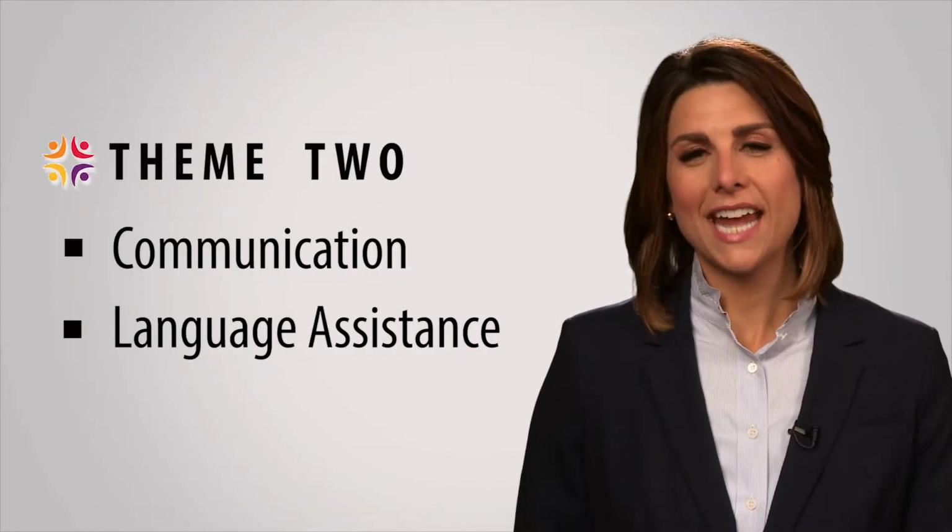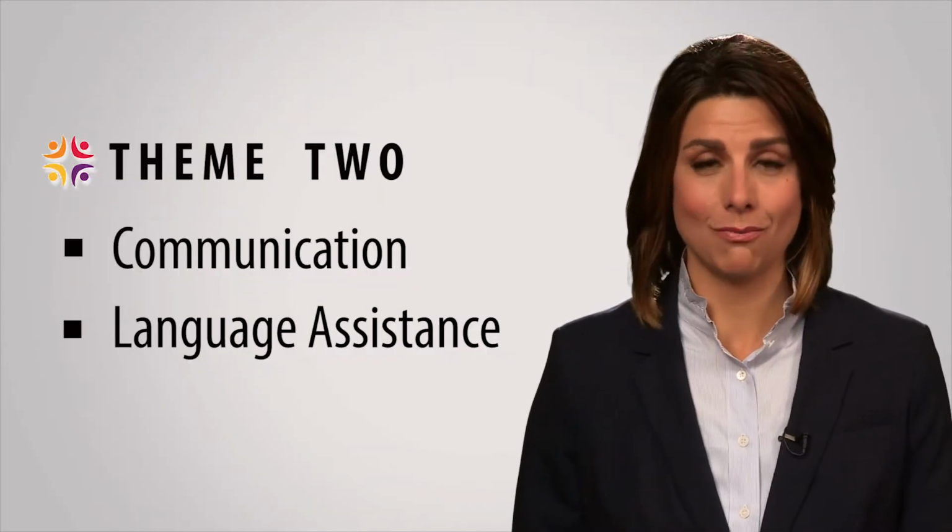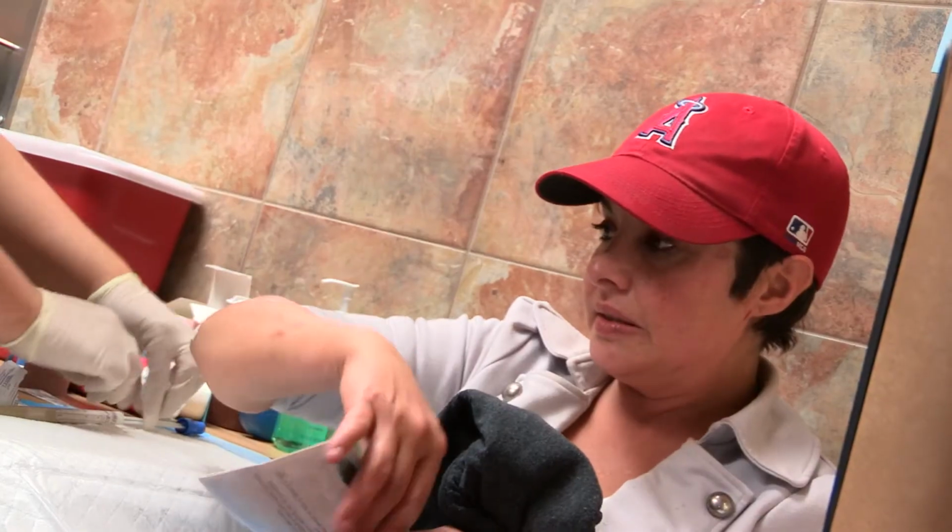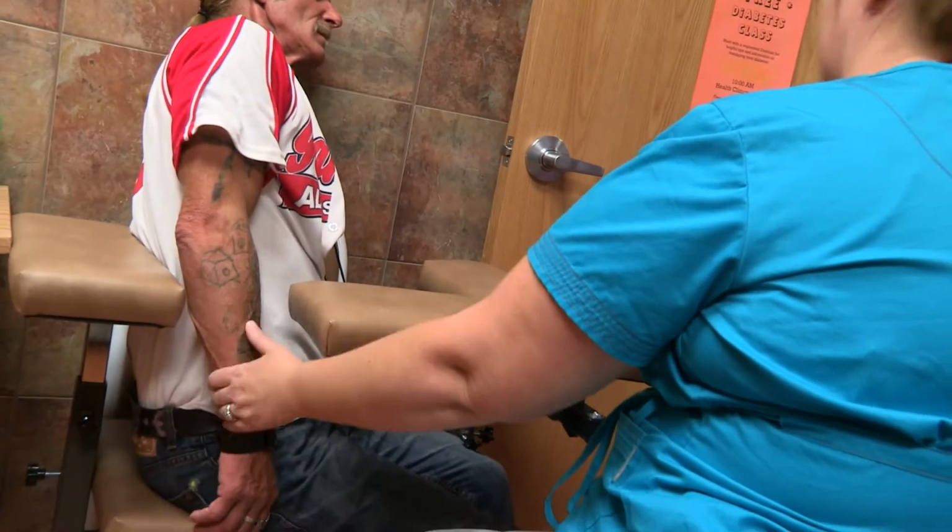Theme 2, Communication and Language Assistance, offers recommendations for addressing language and other communication barriers. We have to be able to understand their culture and their background and be able to communicate effectively if we're going to be able to help.